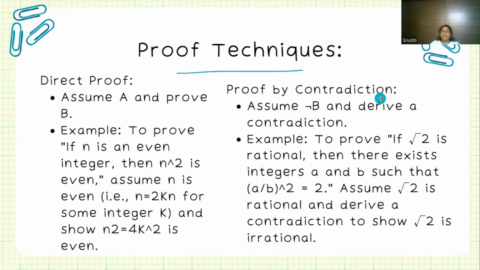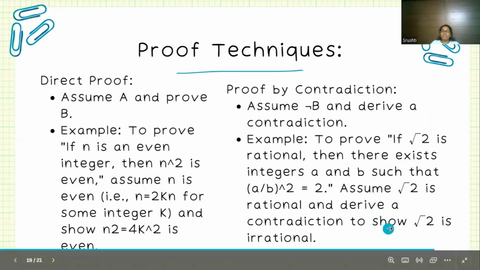Proof by contradiction. Assume negation of B and derive a contradiction. To prove root 2 is irrational: assume root 2 is rational, then there exist integers A and B such that A divided by B equals root 2, so A squared over B squared equals 2. Derive a contradiction to show root 2 is irrational.